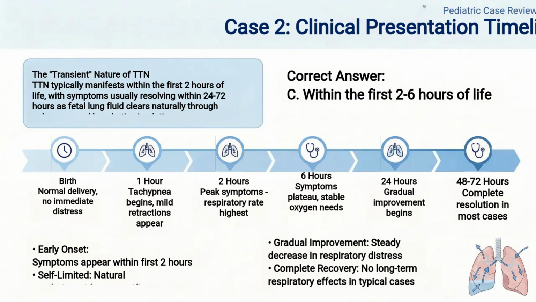Symptoms typically appear within the first 2 hours, reach peak severity around 2 hours, and then plateau around 6 hours. Gradual improvement then begins around 24 hours, with complete resolution in most cases by 48 to 72 hours as fetal lung fluid clears naturally through pulmonary and lymphatic circulation.